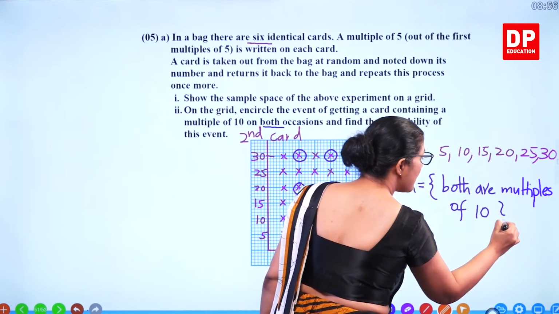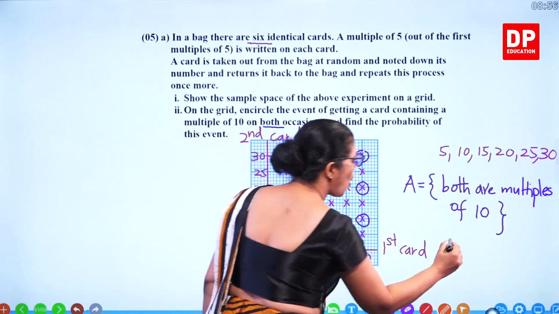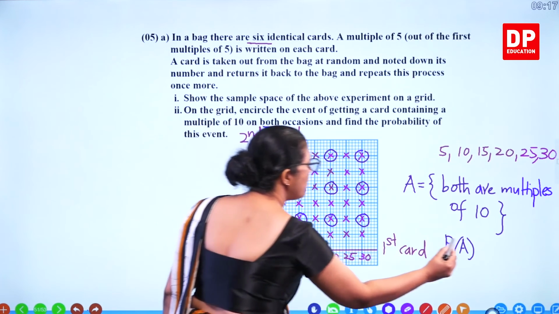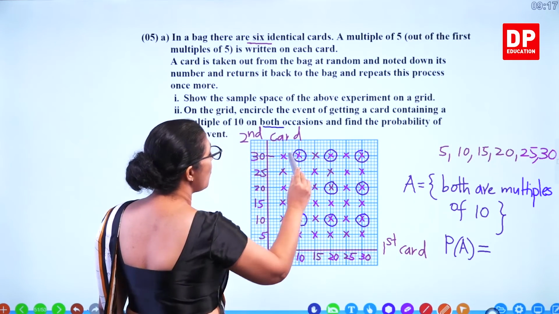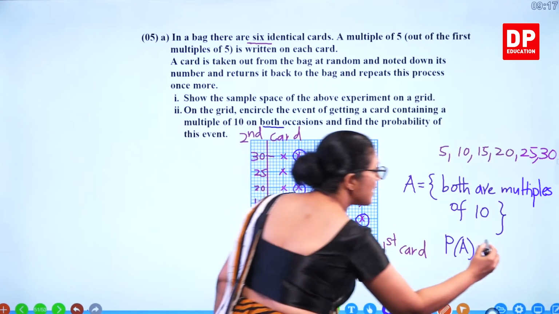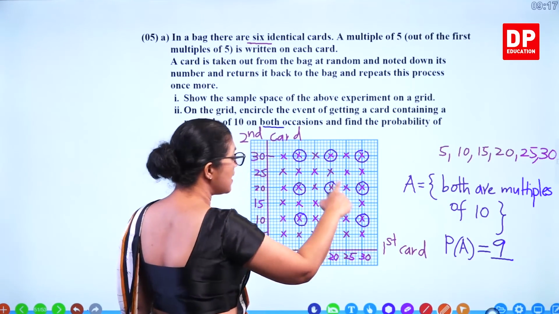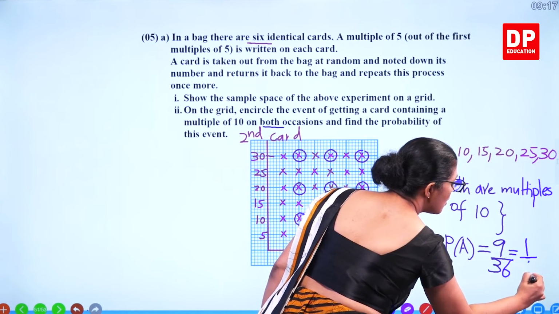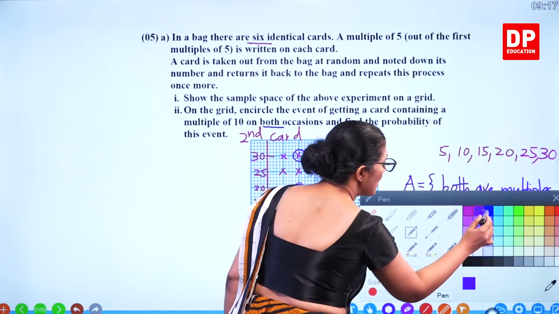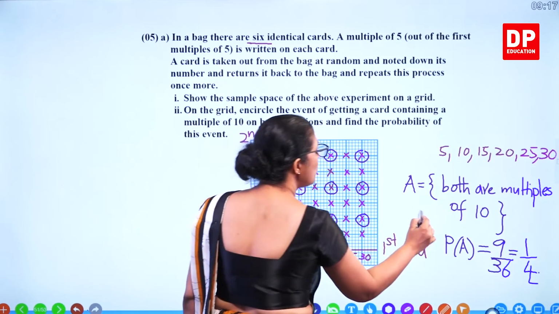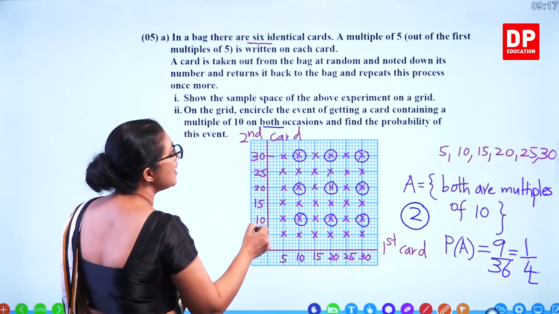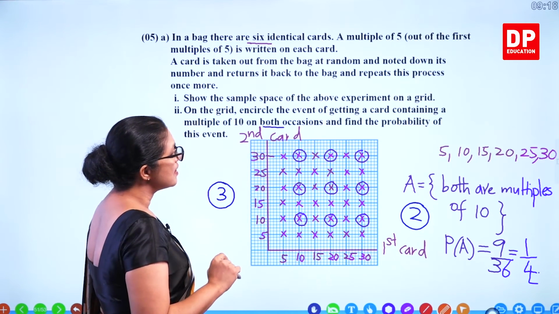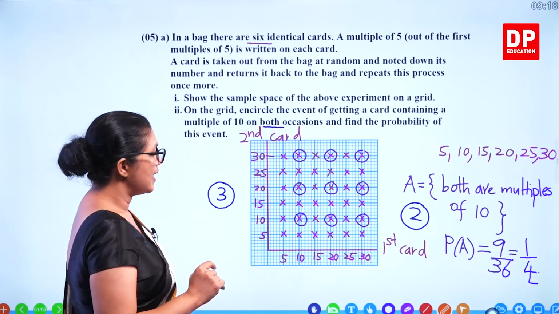so how many are there altogether? 9 out of 36. So probability of A equals 1, 2, 3, 4, 5, 6, 7, 8, 9: 9 out of altogether 36. When you simplify, you get 1 over 4. So we can give marks now: 2 marks for finding probability and 3 marks for the diagram. So this is 5 marks for part A.